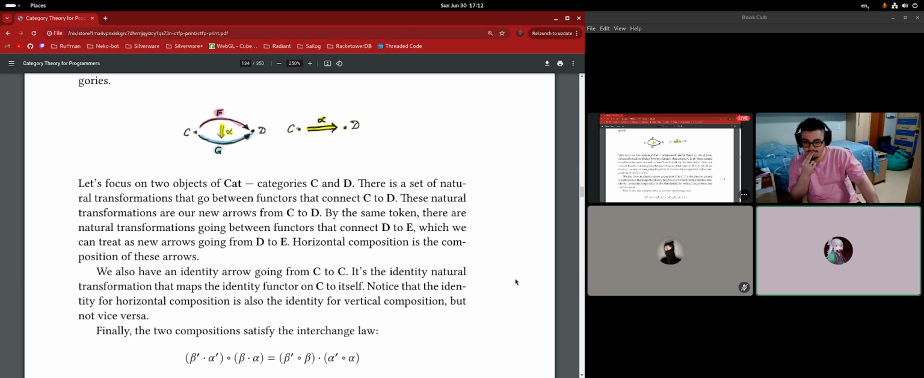We also have an identity arrow going from C to C. It's the identity natural transformation that maps the identity functor on C to itself. Notice that the identity for horizontal composition is also the identity for vertical composition, but not vice versa. Okay, I don't know if I got it.